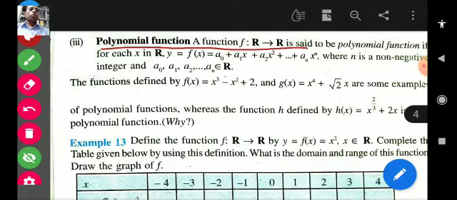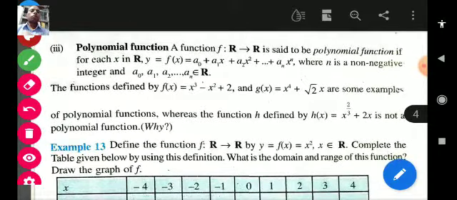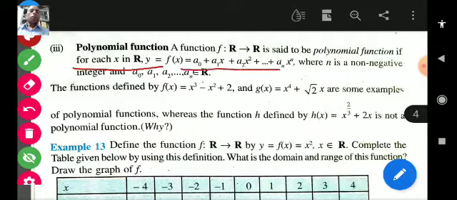A function f from real numbers to real numbers is said to be a polynomial function if for each x in the real number set, y equals f of x equals a0 plus a1x plus a2x square plus dot dot an x to the power n, where n is a non-negative integer and a0, a1, a2 dot dot an are all real numbers.